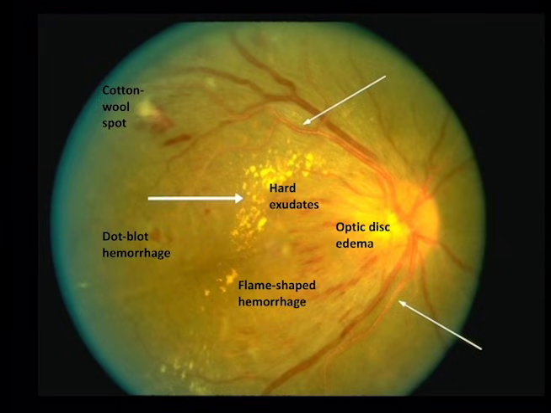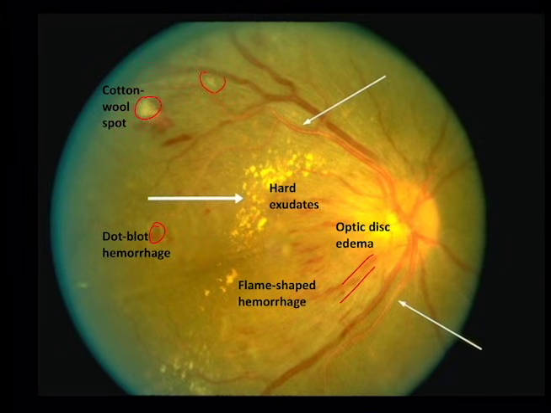Flame-shaped hemorrhages, dot blot hemorrhages, cotton wool spots, and microaneurysms appear later in the course. Flame-shaped hemorrhages have a feathered appearance and occur within the nerve fiber layer, while dot blot hemorrhages have a rounder shape and occur in the inner nuclear and outer plexiform layers of the retina. Cotton wool spots result from nerve fiber layer ischemia and appear as small white areas on the retina.